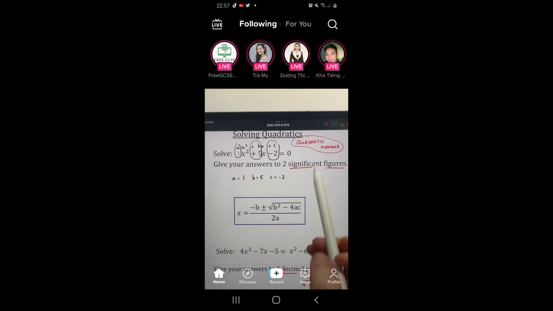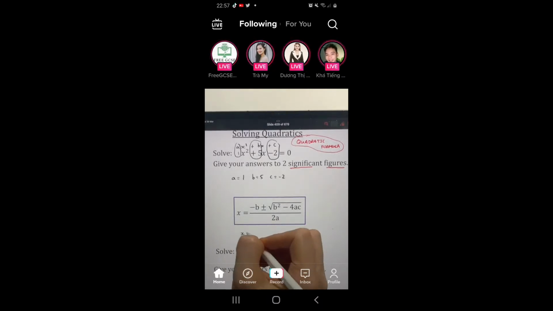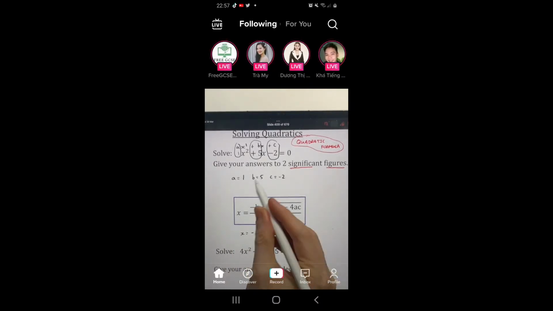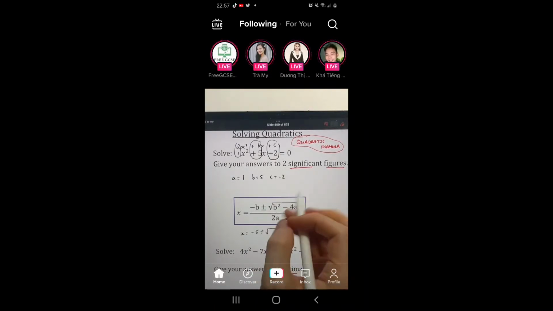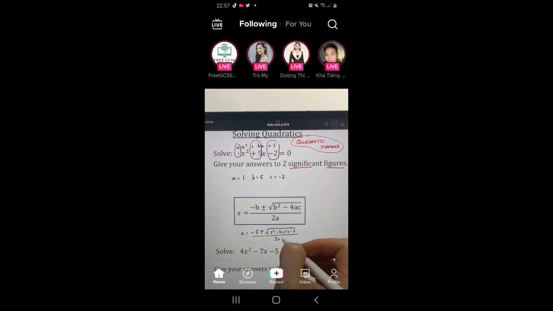So just remember, you then substitute directly into the formula. Our formula is negative b plus or minus the square root of b squared minus 4ac, all over 2a. So it's going to be x equals negative b, so the negative was there anyway. B is 5, so negative 5 plus or minus the square root of b squared, b is 5, so 5 squared minus 4ac, minus 4 times a is 1, times c, which is negative 2, all over 2 times a, and a is 1.